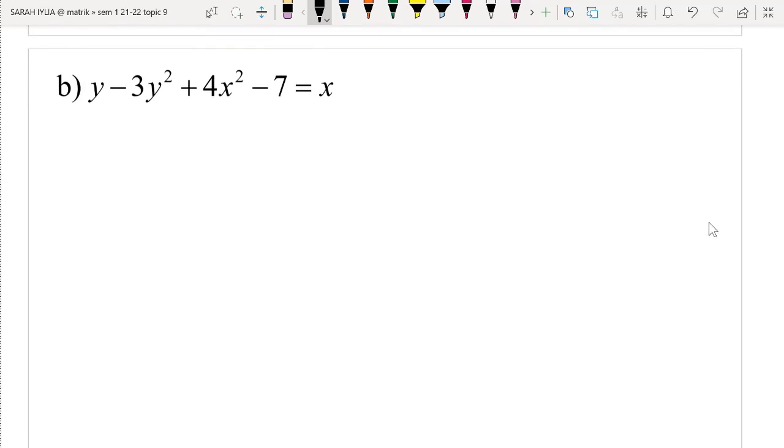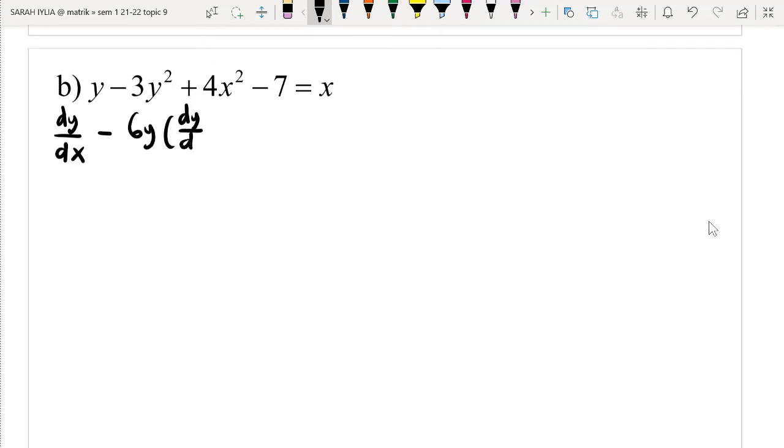Now we have y minus 3y squared plus 4x squared minus 7 equal to x. Ini nampaklah, ini obvious. Another example of implicit function. Kita tak boleh nak asingkan y in term of x. So we have to differentiate one by one, carefully. Start with the first one. Differentiate y, we get dy over dx. Next one, we want to differentiate 3y squared. So this would be 6y dy over dx.